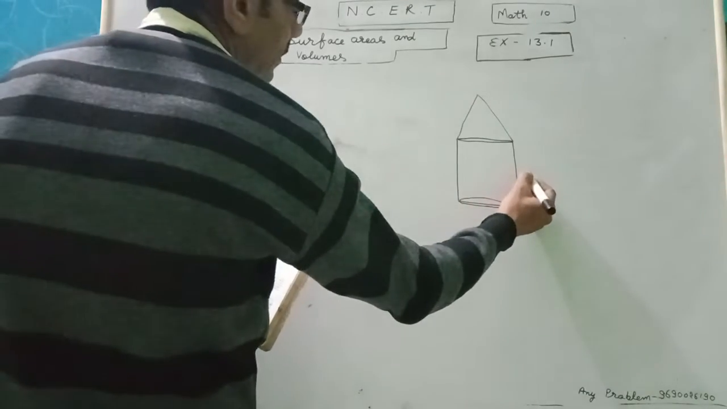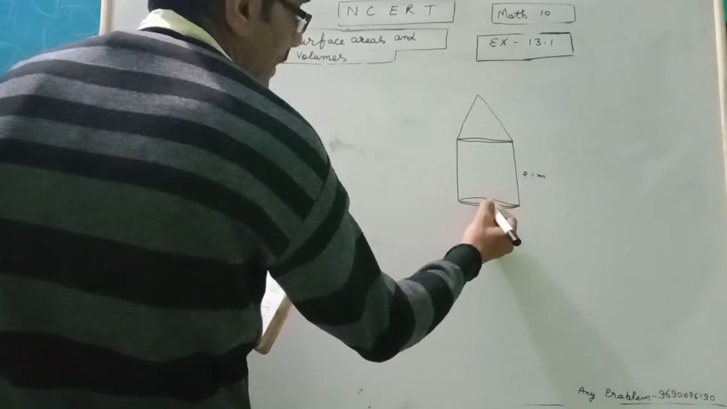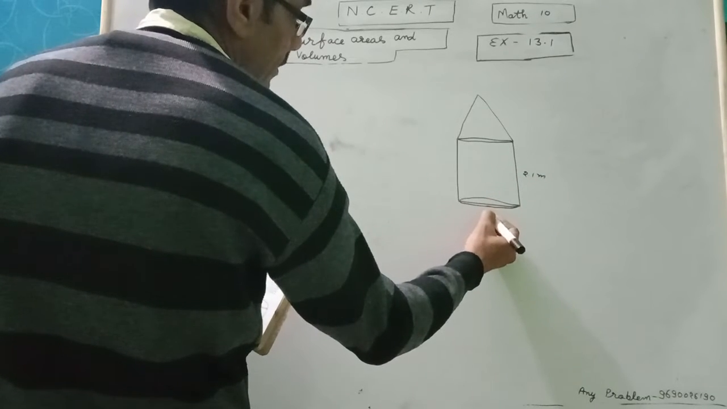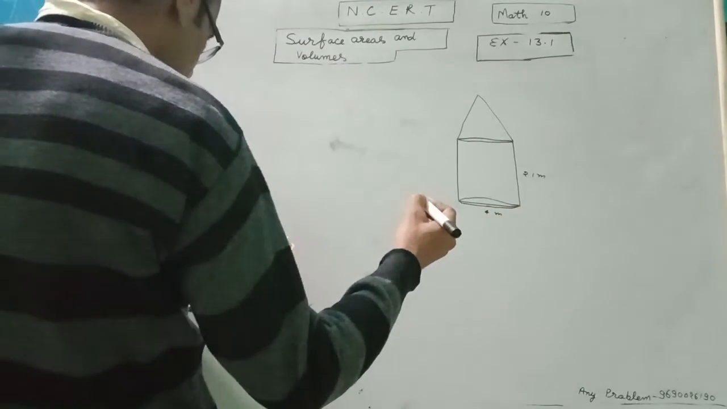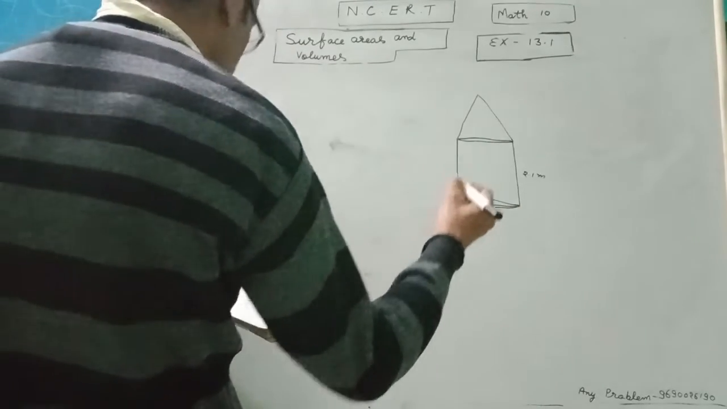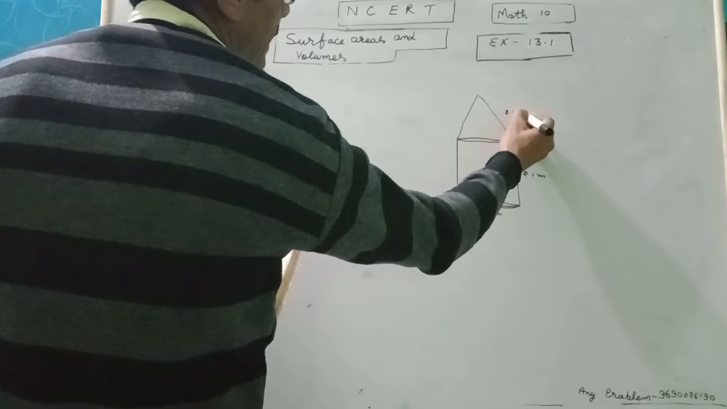Height is 2.1 meter and diameter is 4 meter. Slant height is 2.8 meter.